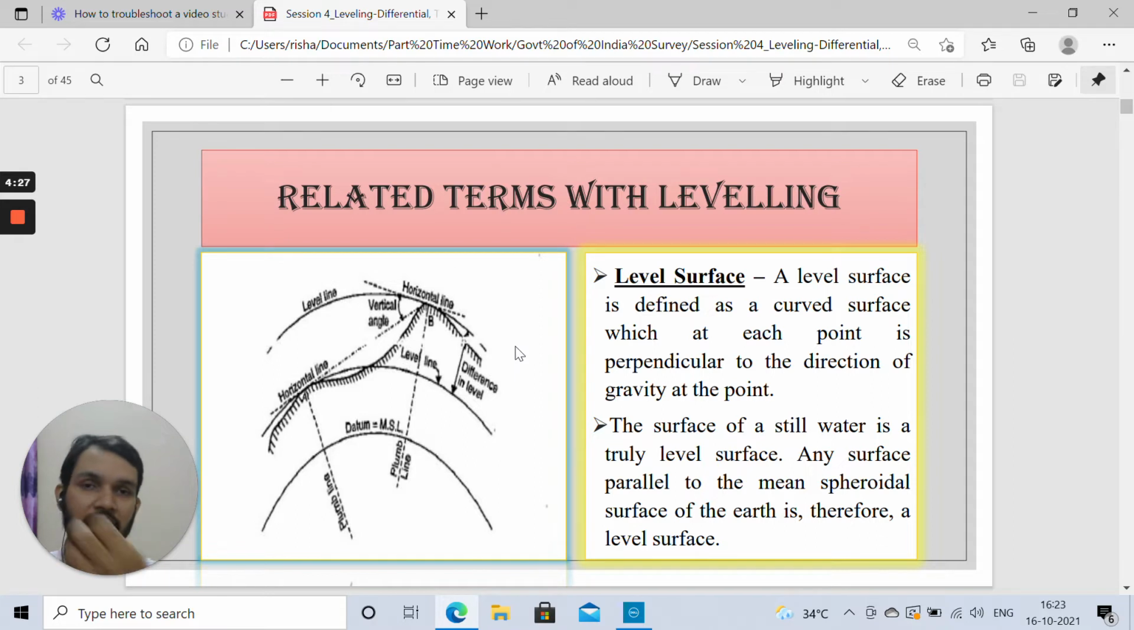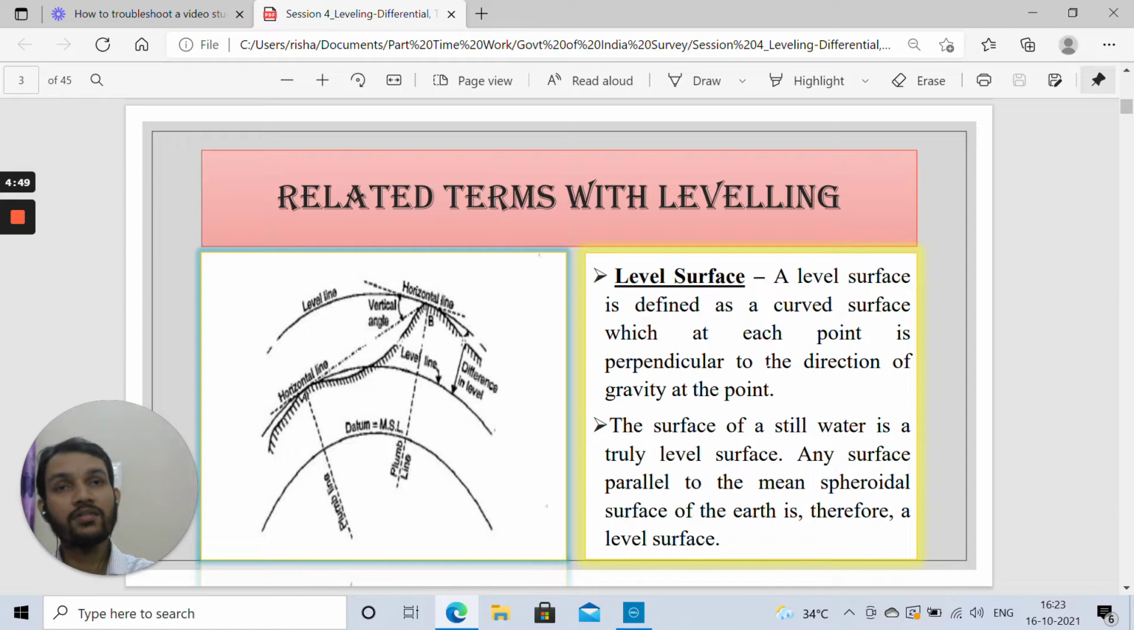Okay, that will pull the objects downwards. So what is happening, a level surface is defined as that curved surface which at each point is perpendicular to the direction of the gravitational force that is acting at a point, or you can say it is exactly parallel, means it is in that curved surface such that it covers the outer periphery of the earth's surface.